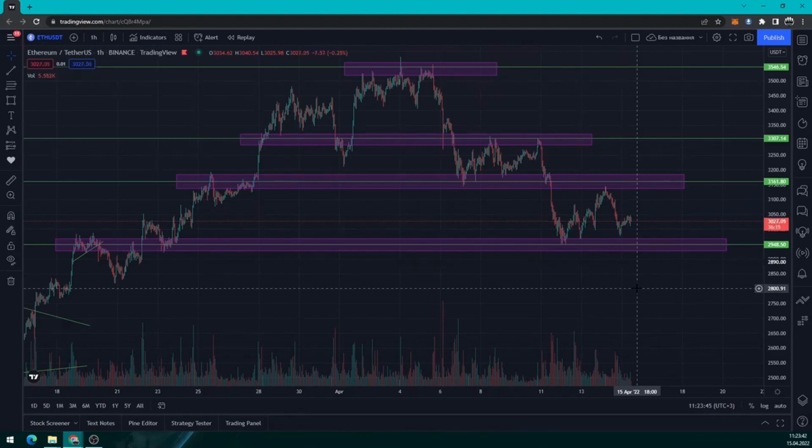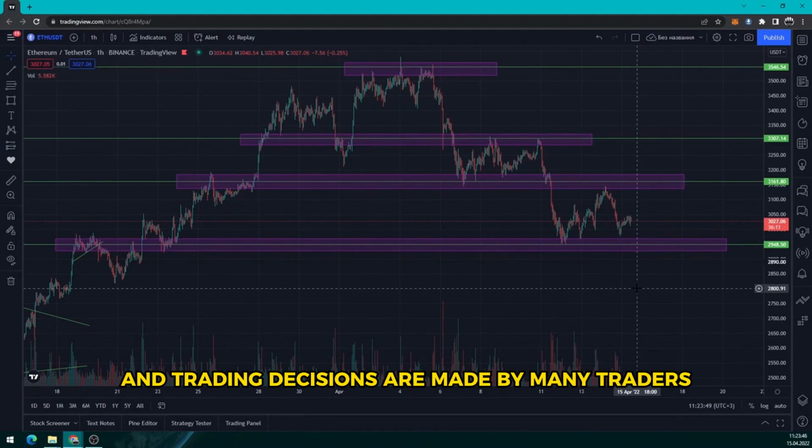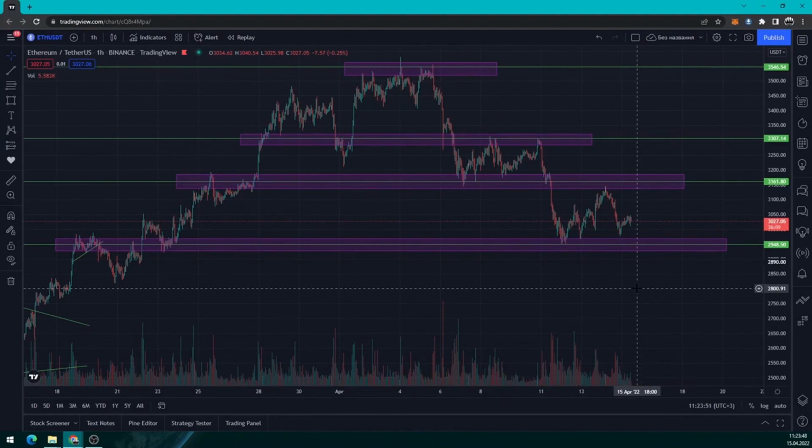Next, why do levels work? As I've said, levels are visible to all, and trading decisions are made there en masse. We either get a bounce from the level or a breakthrough. And finally, for you to learn how to build proper levels, practice is needed, namely a small exercise.